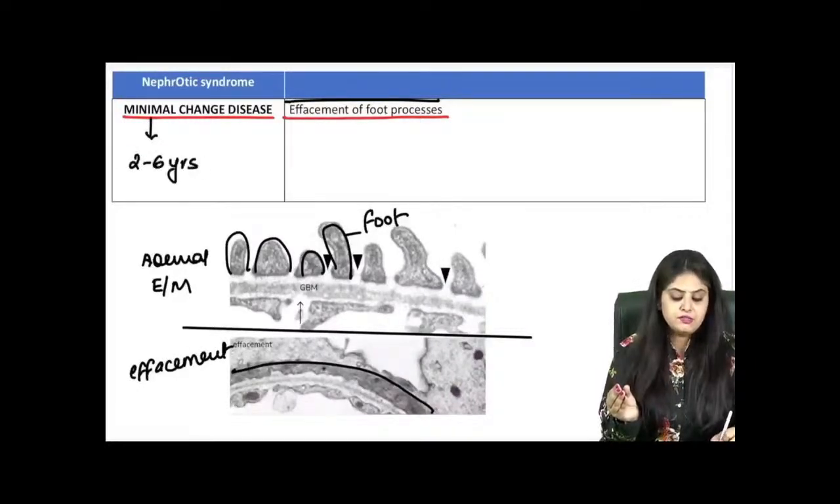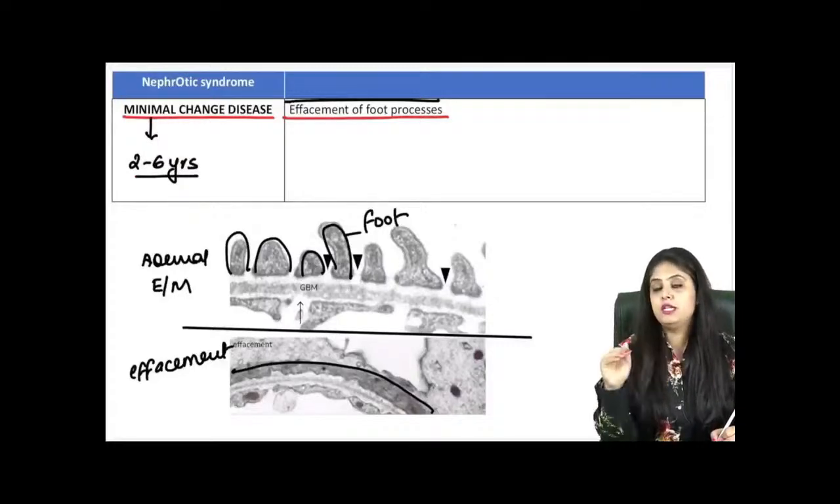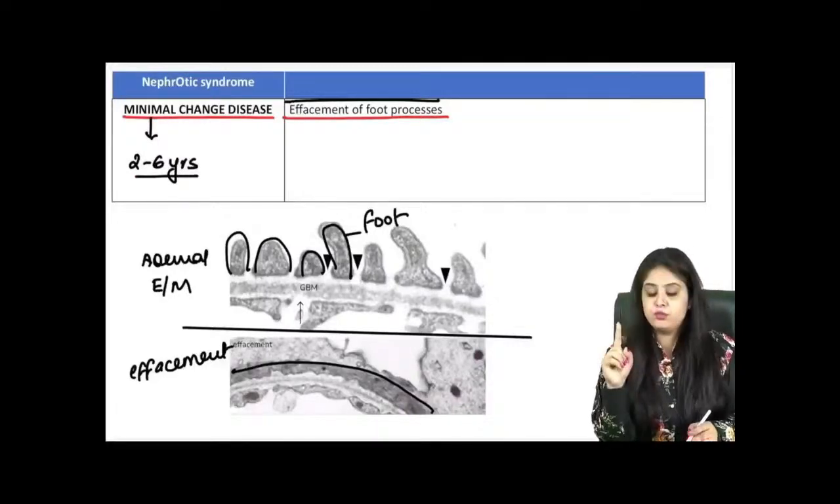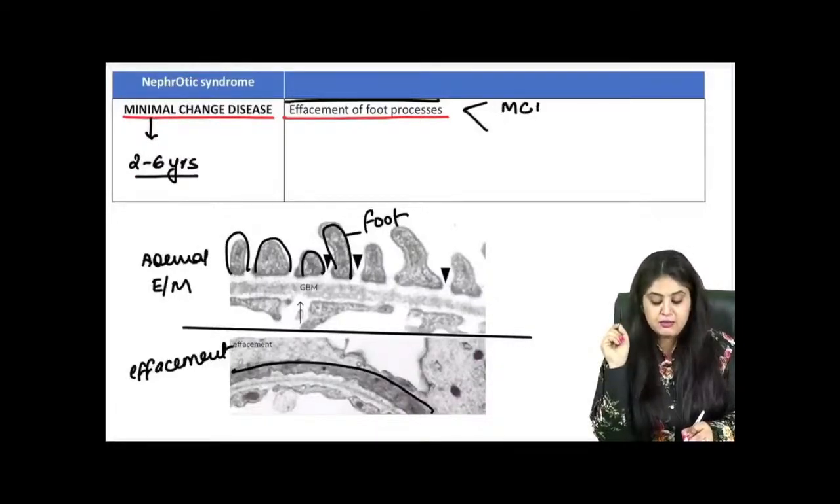Where do you see this effacement of foot processes, ma'am? This is a complete change. This is something we see in minimal change disease. वो nephrotic syndrome है. Minimal change disease shows you effacement of foot processes. Where do you see spike and dome pattern? Spike and dome pattern is going to be MGN, membranous glomerulonephropathy, and tram track appearance is going to be MPGN.